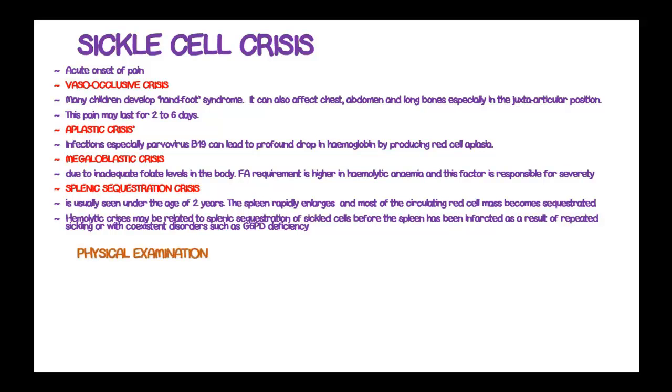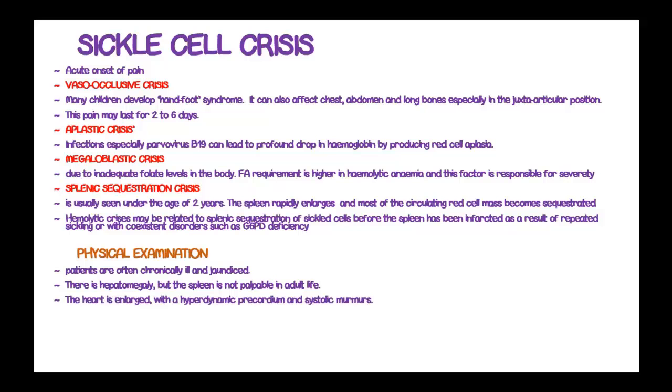And during a physical examination, you realize the patients are often chronically ill and jaundiced. There is hepatomegaly, but spleen is not palpable in adult life. Cardiomegaly and hyperdynamic pericardium and systolic murmurs present, and presence of non-healing ulcers in the lower leg and retinopathy may be present.